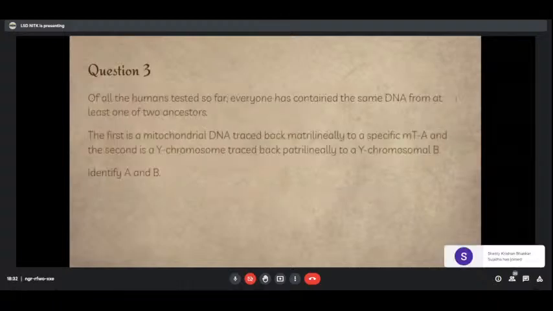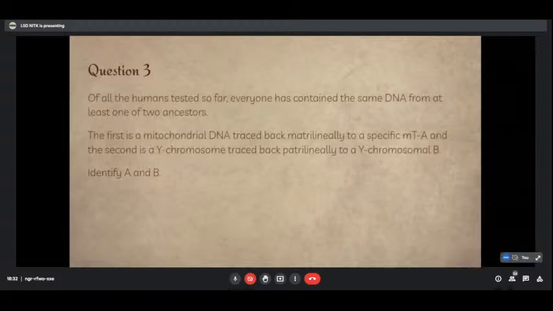Of all the humans tested so far, everyone has contained the same DNA from at least one of two ancestors. The first is a mitochondrial DNA traced back matrilineally to a specific A, and the second is a Y chromosome traced back patrilineally to a Y chromosomal B. So identify what A and B are.